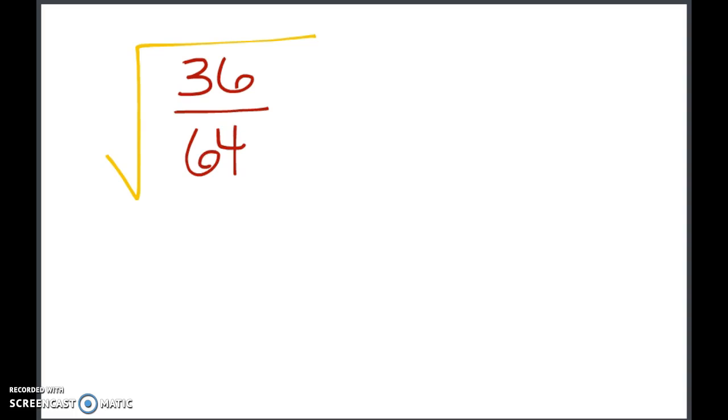All right, another type of problem that you're going to see is the square root of fractions. So I'll kind of give you one. You might see one like this, the square root of 36 over 64. Okay, to do the square root of a fraction, it's not too bad. All you actually do is you do the square root of the top and the square root of the bottom.